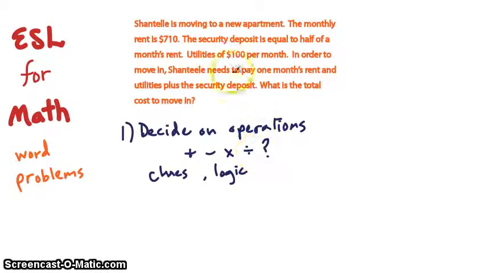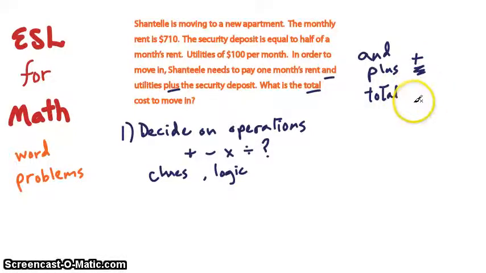So let's look for some clues. Here it says, in order to move in, Chantel needs to pay 1 month's rent and utilities plus the security deposit. And both and plus usually indicate addition. Then later on it says, what is the total cost to move in? Again, total is usually a clue word that says we're talking about addition. So from the clue words we can guess that this is going to be addition. And also just from what we know about real life, if you're moving in, you need to pay the rent, plus you need to pay the security deposit, plus you need to pay the utilities. Okay, so both the clues and the logic point to this being an addition problem.